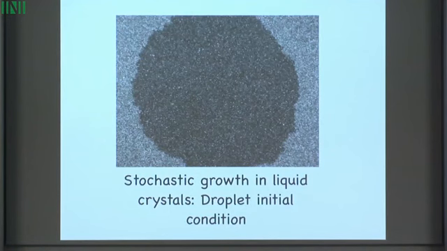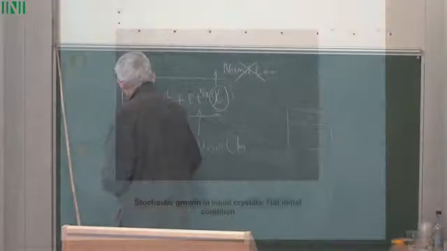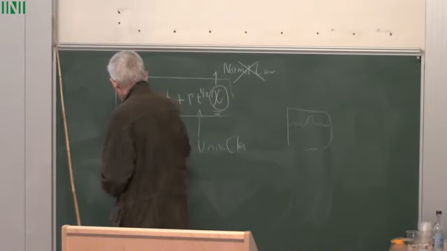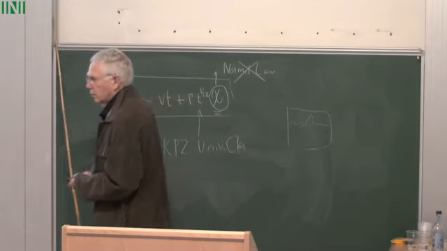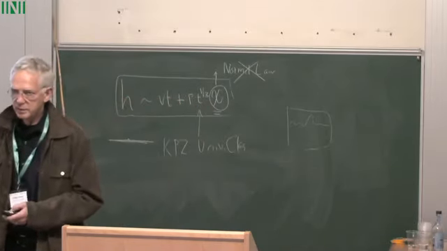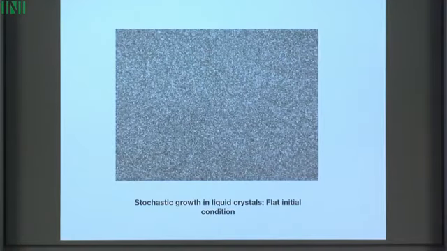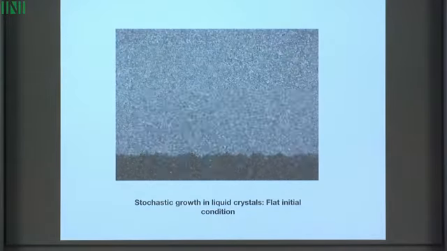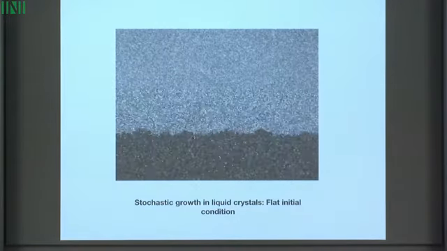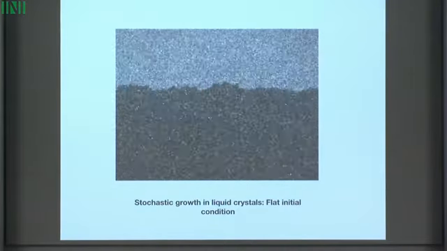They did another experiment. Instead of starting with a dot, they let the laser be a line. The first one's called droplet initial conditions, and this one's called flat. And so now they do flat. And again, we're interested in that height function for a large time.